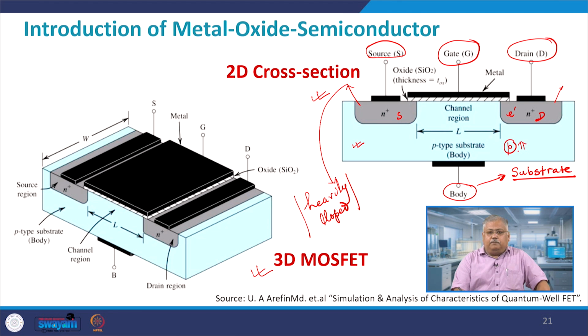The light blue colored area is the p type substrate having a larger number of holes. The brown or black colored area has a large number of electrons. Now let us concentrate as we move from the gate towards the channel region. I will explain it to you. So, this is basically your metal, followed by an oxide layer, and then you have a semiconductor.